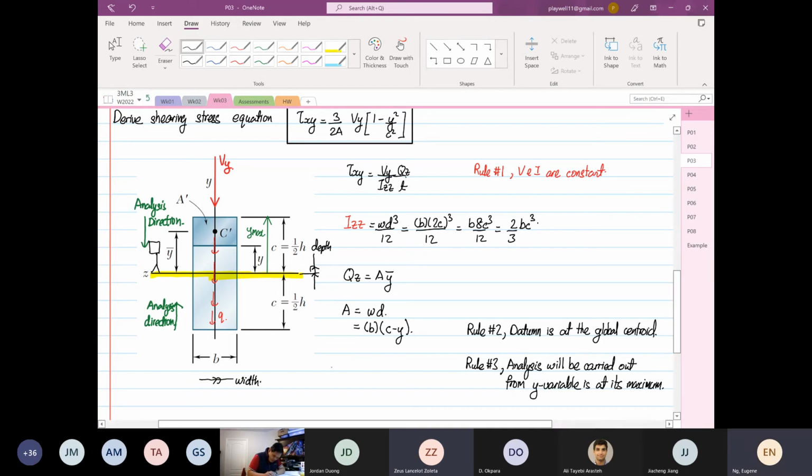Okay. So y bar is the distance, right? You can see down here, this is our y bar, right? So y bar is equal to c plus y multiplied by half.